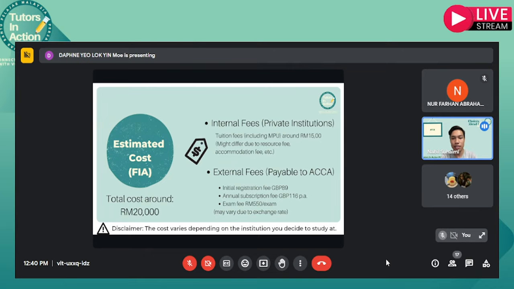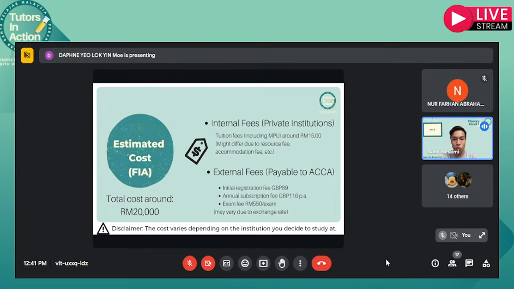And to maintain the platinum status, that institution must have a passing rate of their students more than the average global passing rate, meaning that if the students in that particular university, let's say Sunway University or Sunway in general, have 50 students, those 50 students must all pass above the world passing rate. So this is the total cost of doing FIA, which is totaling around RM20,000.